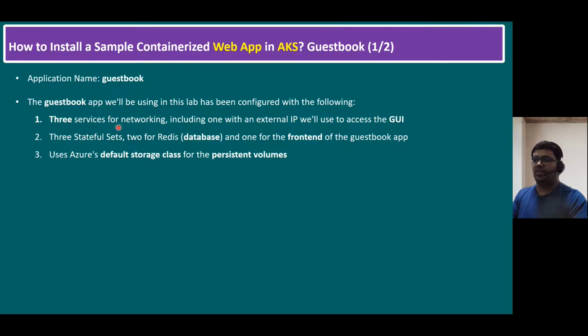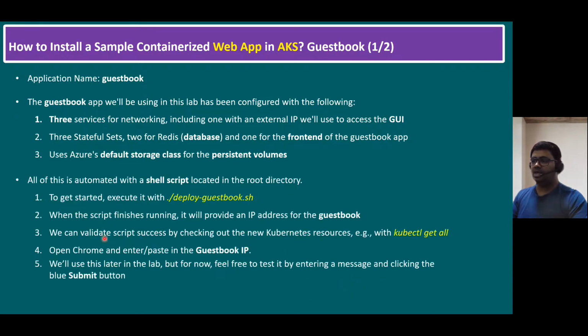Three services for networking, including one with an external IP we will use to access the graphical user interface, and three stateful sets, two for Redis, that means the database, and one for the front end of the Guestbook application, and it uses Azure's default storage class for the persistent volumes. Remember that Kubernetes always requires persistent volumes. It's not like our regular drives or directories. Another point is all of this is automated with a shell script located in the root directory.